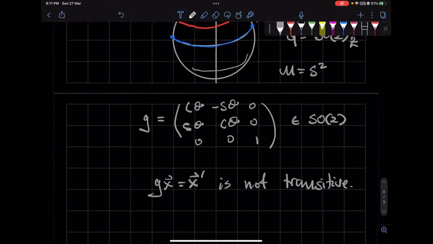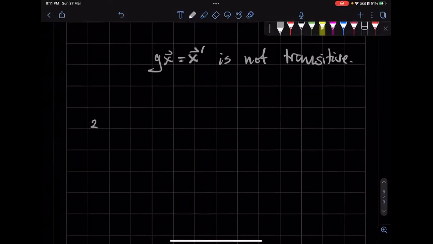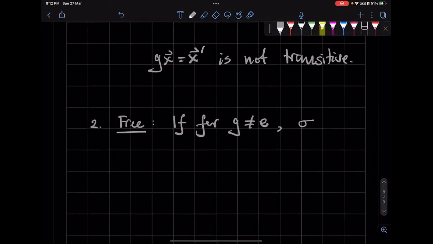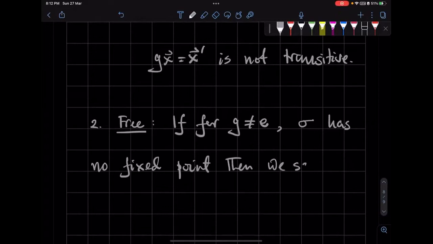Okay, so let's go to the next one, which is free. So now, say, for the group elements other than E, the identity element, if the group action has no fixed point, then we say the action is free.